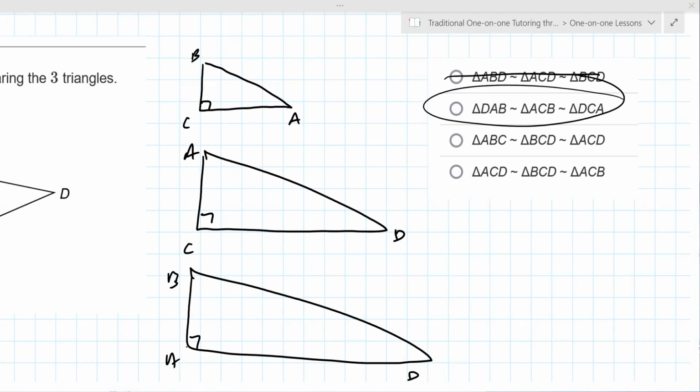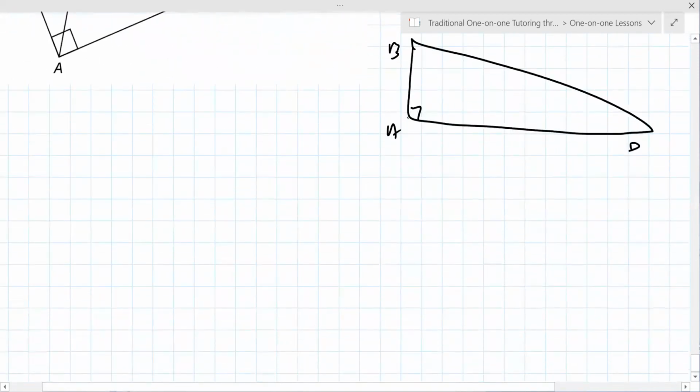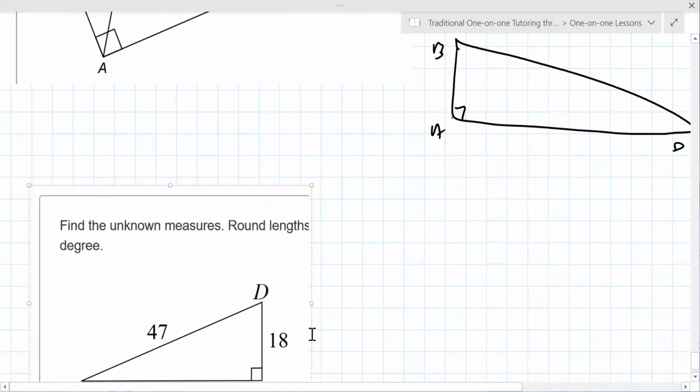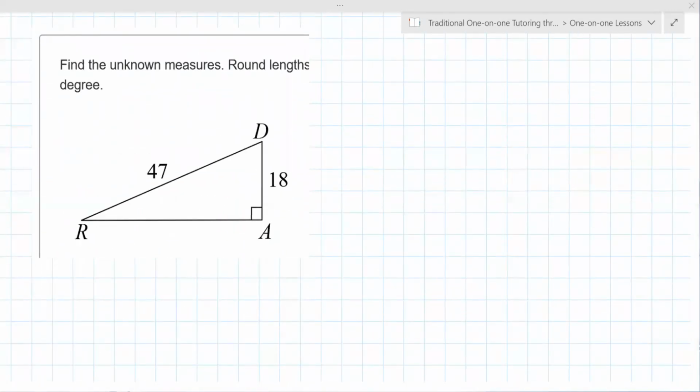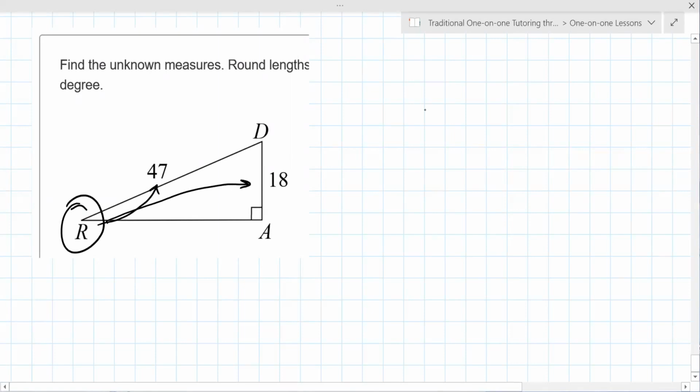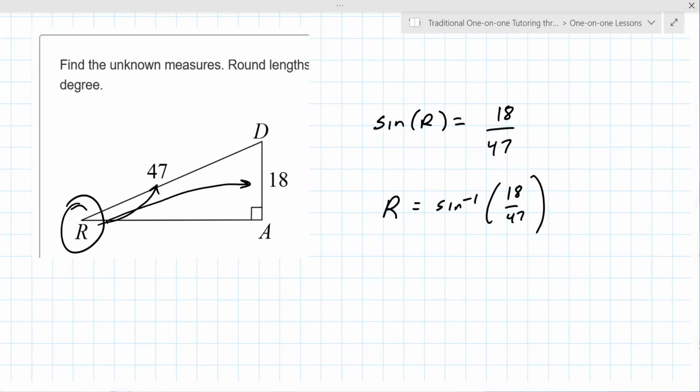Last question, and then we'll be done for the day. Okay, so I want you, Christopher, to find angle R. So relative to angle R, what is 18 and what is 47? 18 is opposite, and 47 is hypotenuse. So which of the three trig functions makes the most sense here? Sine. Sine of R equals what over what? 18 over 47. Now, do you remember how we got the variable out of this? Yes. Okay, so R equals sine inverse of 18 over 47. Go ahead and give me that value, please.